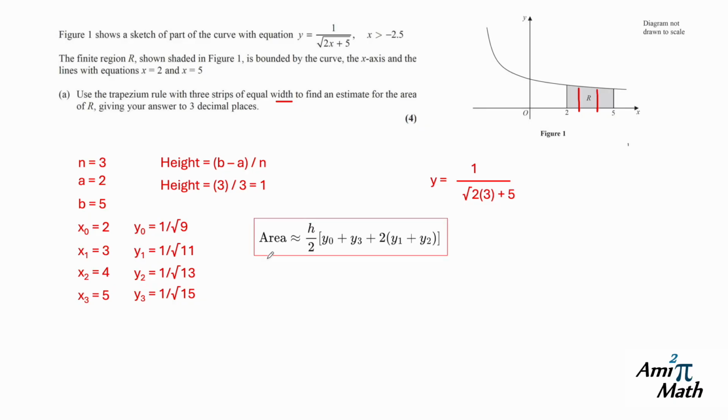Now we're going to use our formula. The area is approximately equal to the height, which is 1 over 2, brackets y0 plus y3, so the first y and the last y, plus 2 times y1 plus y2. We can put our values into the equation here, and that will give you 0.875 to 3 decimal places.